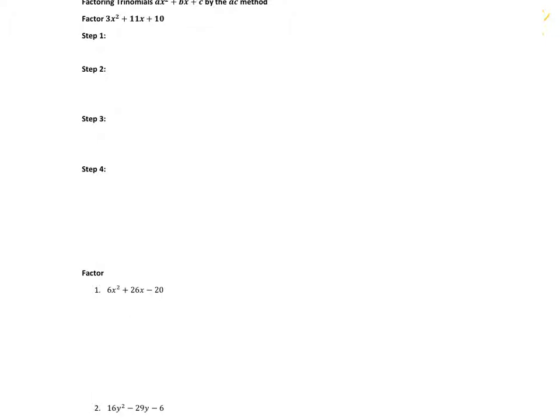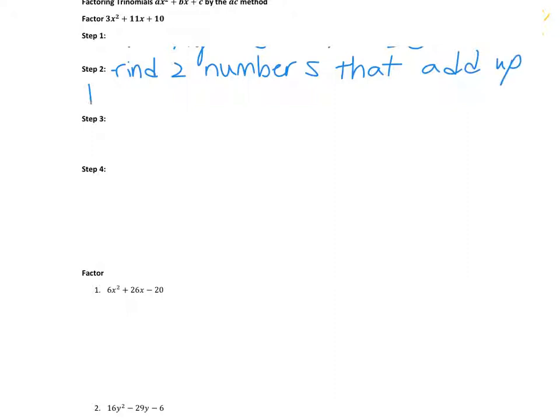And your first step is to multiply a times c. So you're going to multiply the first and the last terms. So 3x squared plus 10, that's 3 times 10. Three times 10 is 30. All right, now we're going to find two numbers. Step 2 is we're going to find two numbers that add up to be the middle term and multiply to AC.